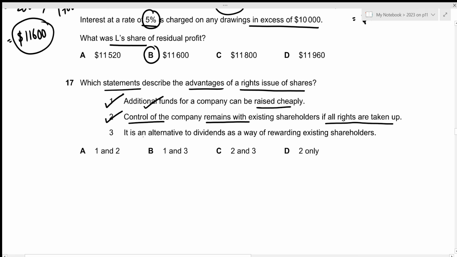For the third one, it is an alternative to dividends as a way of rewarding existing shareholders. This is not correct. This would have been correct, but only for the bonus issue of shares, because a bonus issue is funded by the reserves of the company itself. The shareholders will not have to pay any finance for this one. But this is incorrect in case of our rights issue of shares. So the answer we're looking for is 1 and 2, which is given in option A.